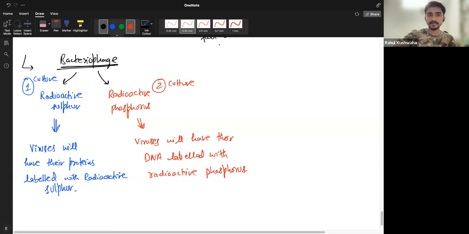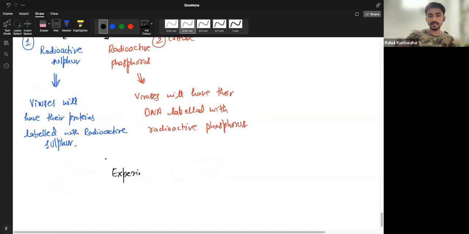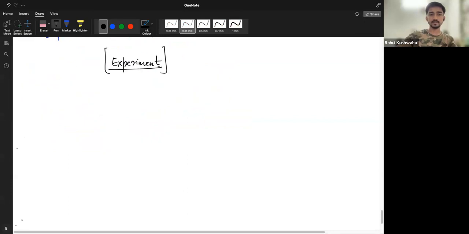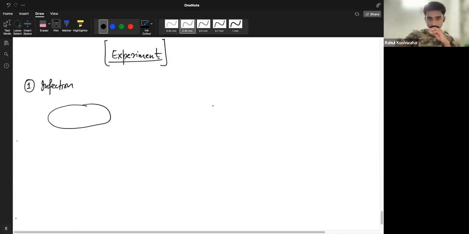So yes, this is the experiment, which is very, very beautiful, and also gives us unequivocal proof of what the genetic material is. In this experiment, the first stage will be infection. They will take two groups of E. coli bacteria.